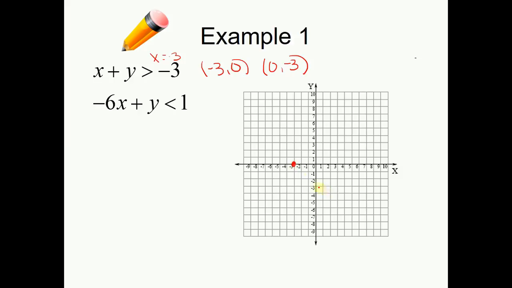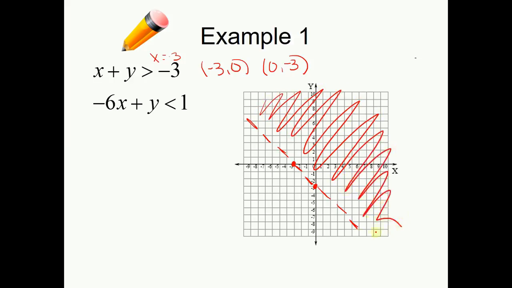(-3, 0), (0, -3). And it looks like it's going to be a dashed line, so I'm going to have to dash my line here. So, right there. There we go. Check my (0, 0) test point. So 0 plus 0, that's 0, is greater than -3. That is indeed a true statement. So I'm going to shade on this side of my line.